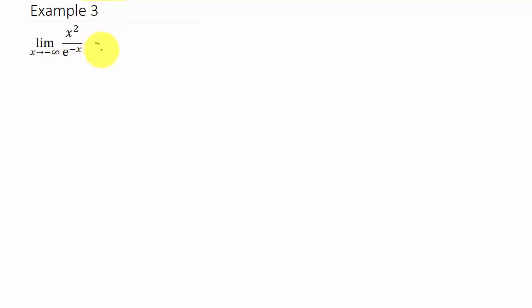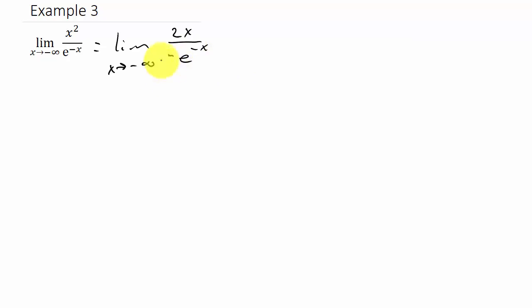So we can say that this is equal to the limit as x goes to negative infinity, and we can do the derivative of the numerator over the derivative of the denominator. So that's 2x over, and then the derivative of e to the negative x is negative e to the negative x.